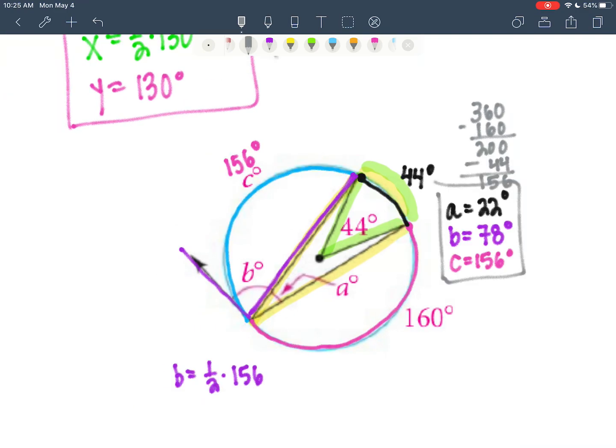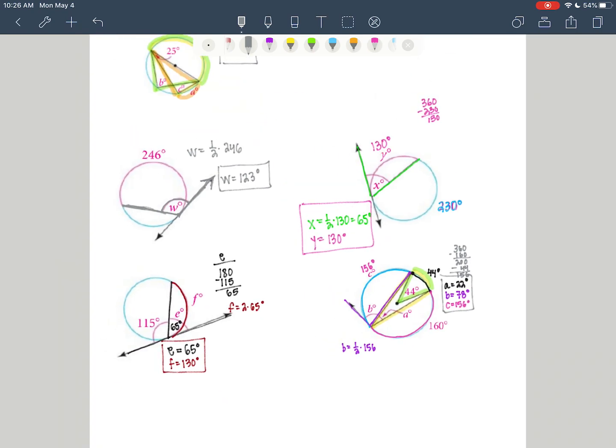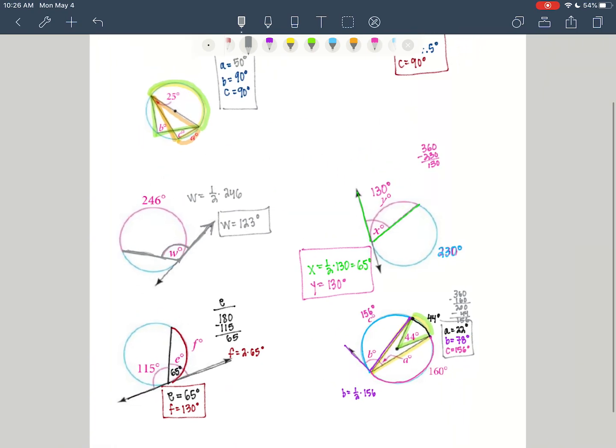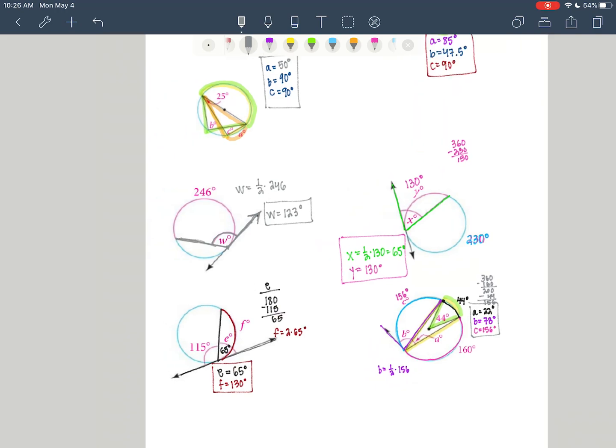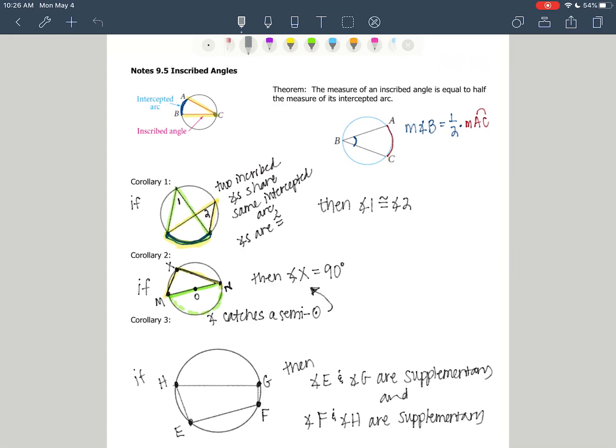Hopefully you'll find lots of these problems kind of chill. They're kind of chill because they're just simple half doubling, using lots of color. That will help you determine your arcs. And sometimes you have to draw the pictures over again because they do become a little complex with all the color that you're using. So that concludes our lesson on inscribed angles.